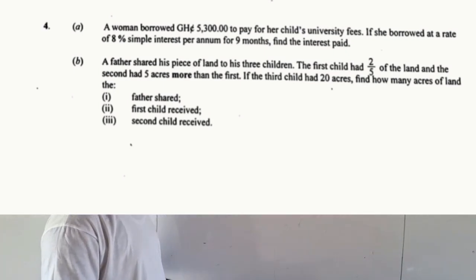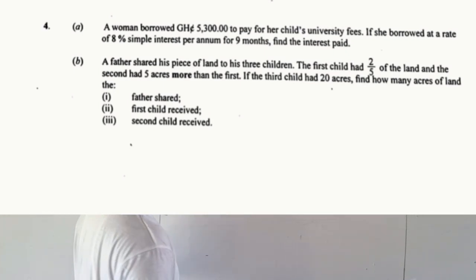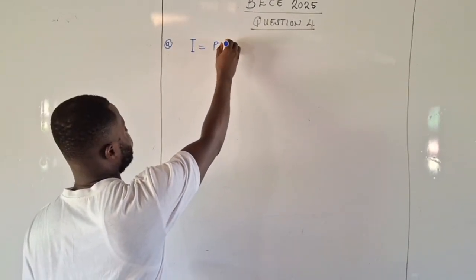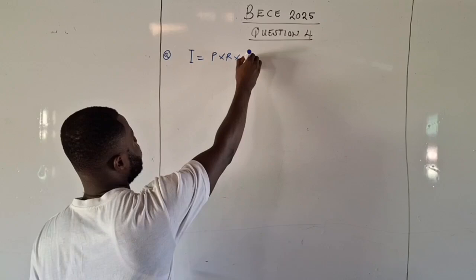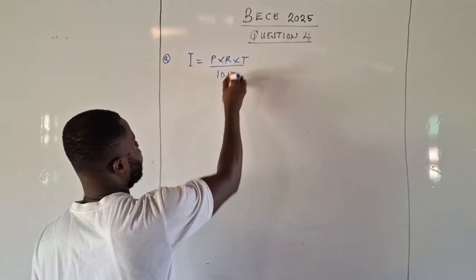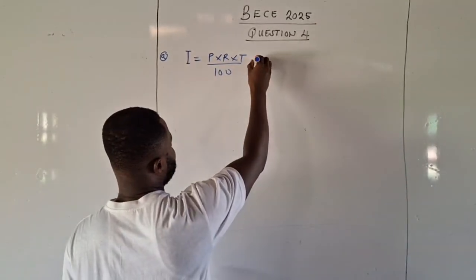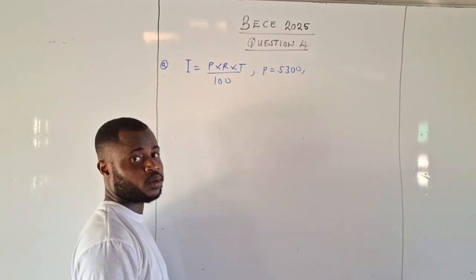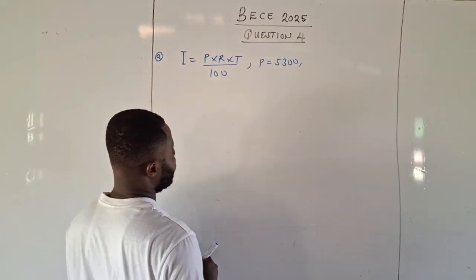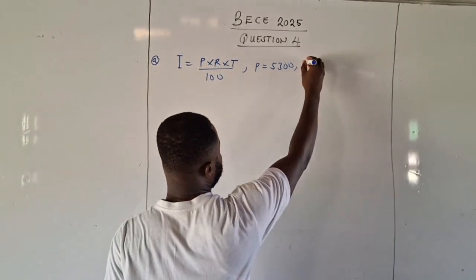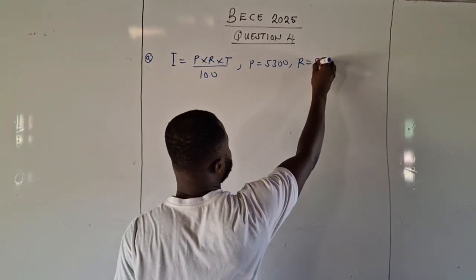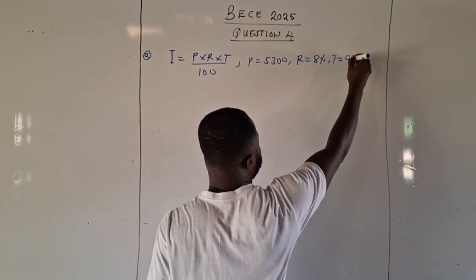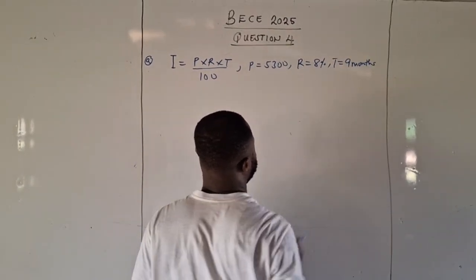interest paid. This is a simple interest question, and as we all know, interest, which is I, is your principal times your rate times your time, all over 100. So in this question, our principal was 5,300. Rate, as normally given in percentage, is 8%. Then our time was 9 months.